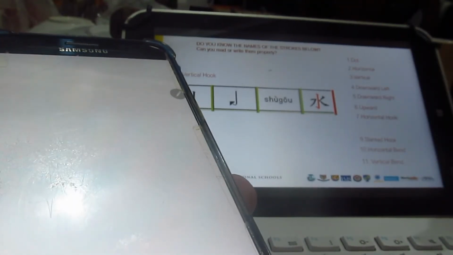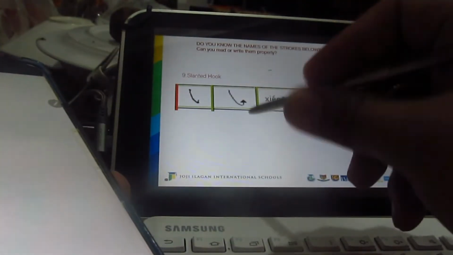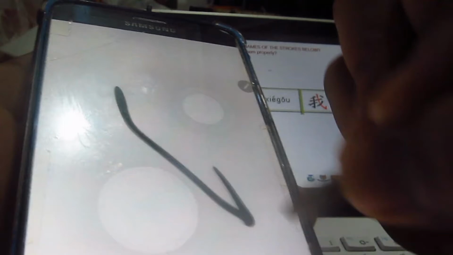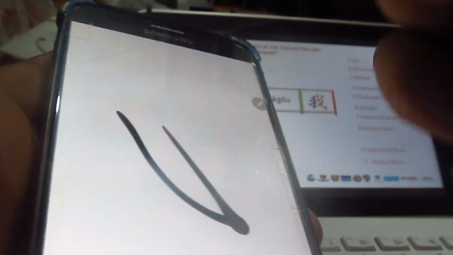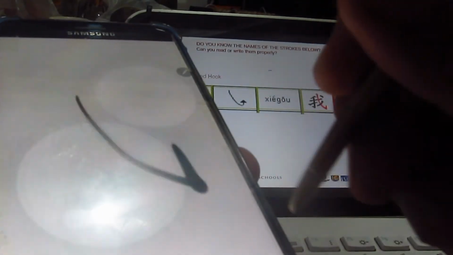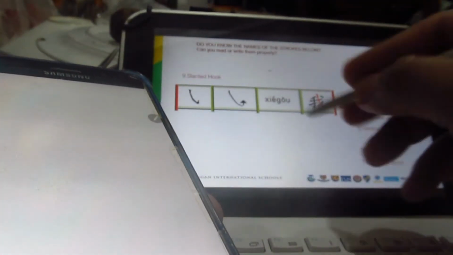Let's go to the slanted hook stroke, or xiegou. It's like the na, but you have a hook. Here, this one. Xiegou. Okay, practice that. Okay, so let's use this example, wo, or the first person pronoun.